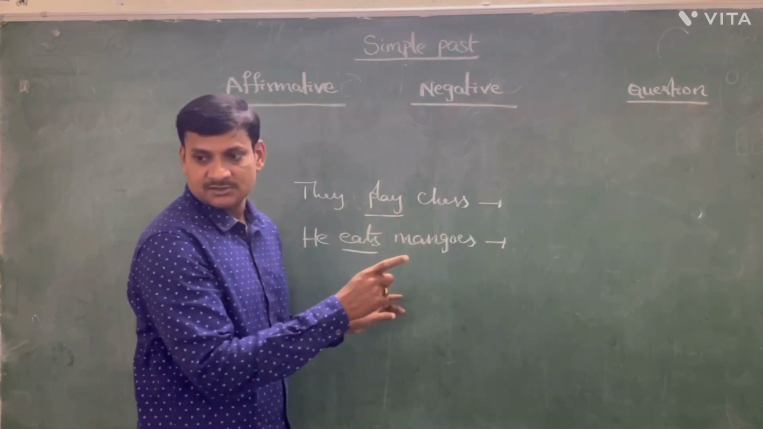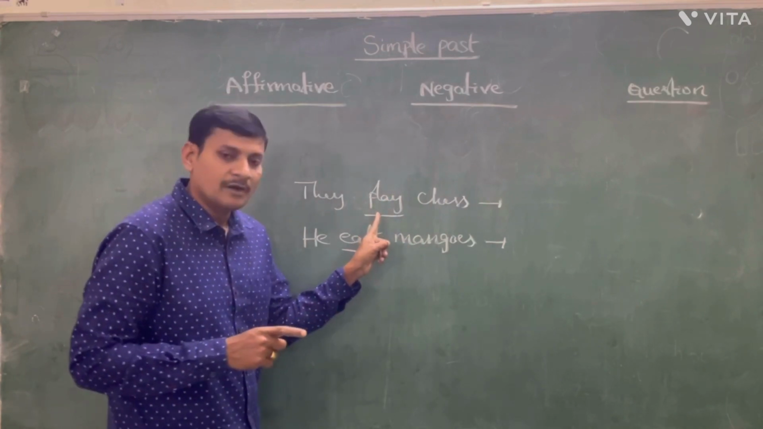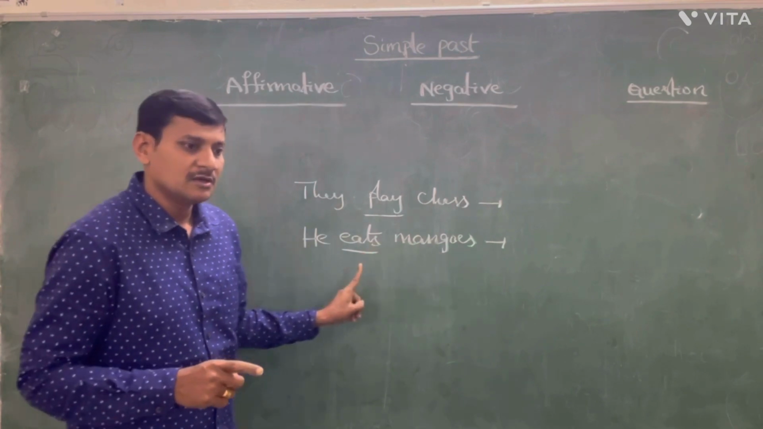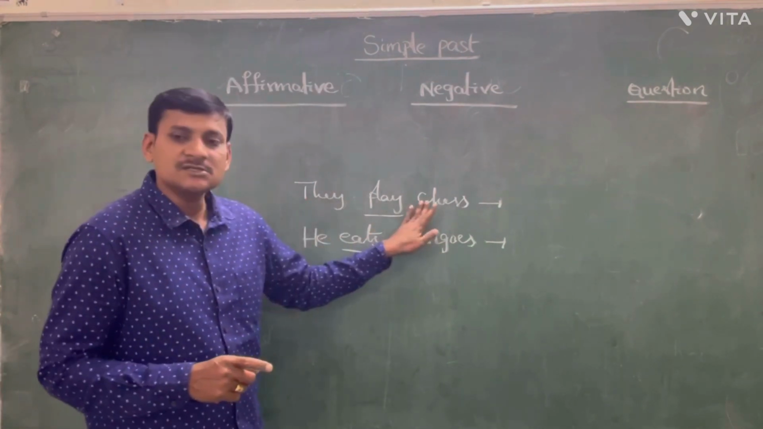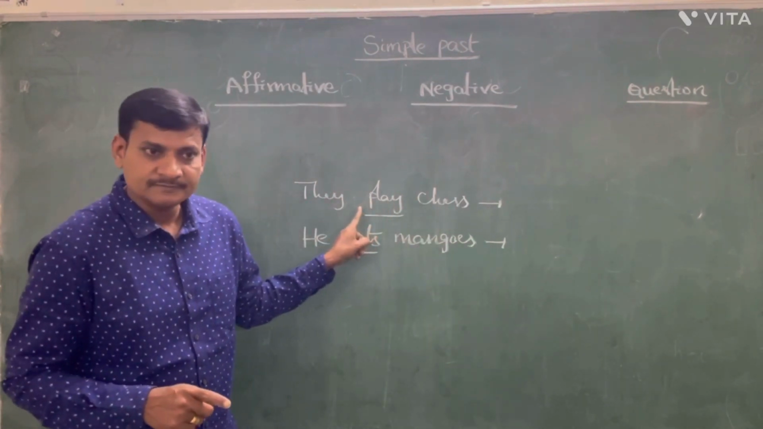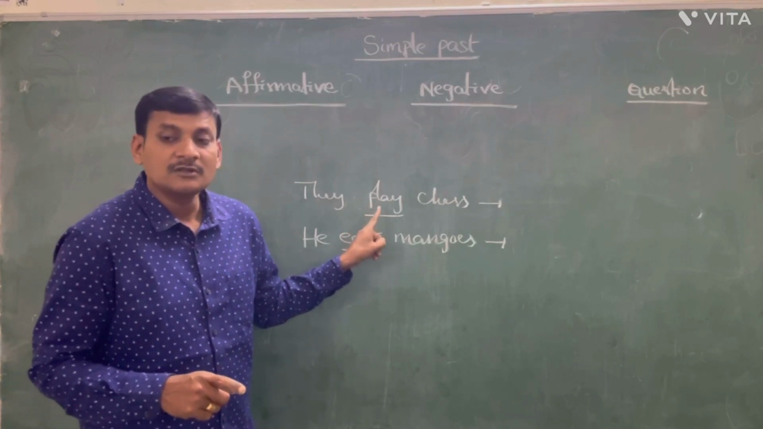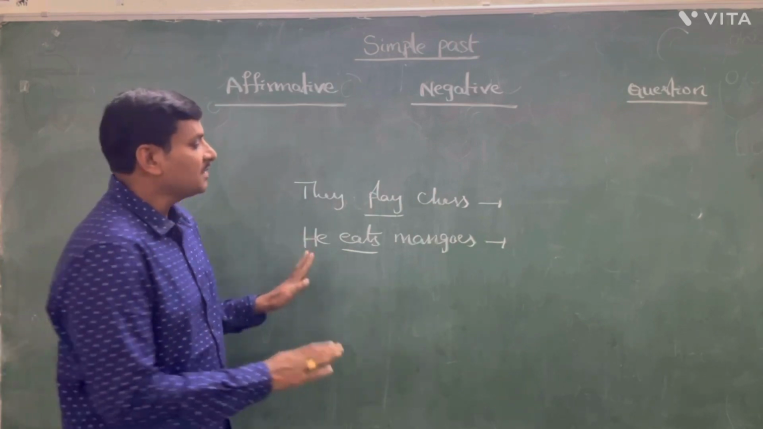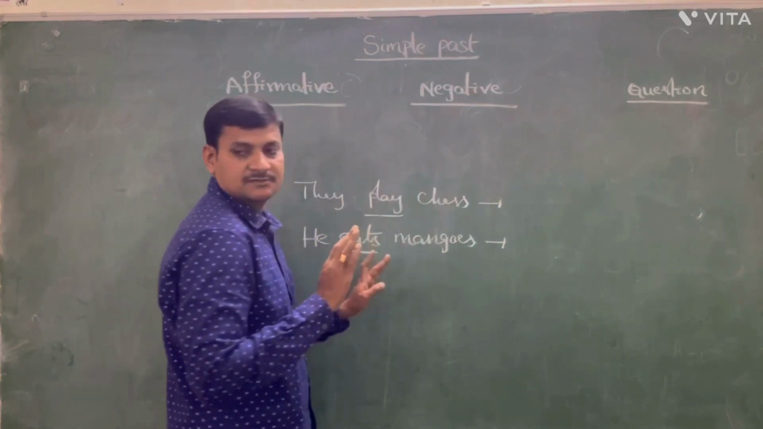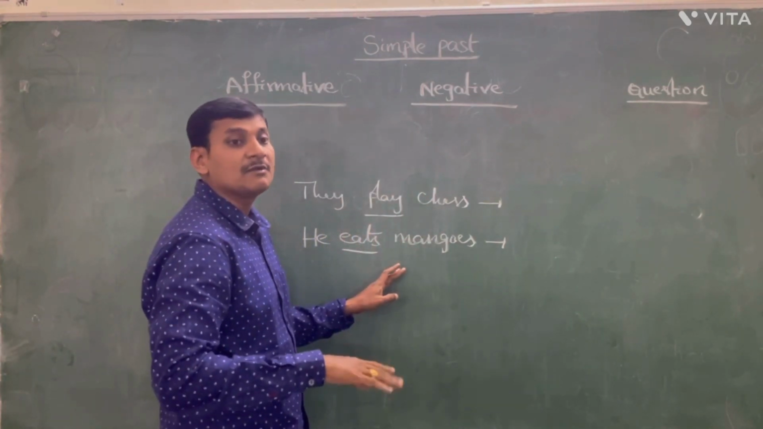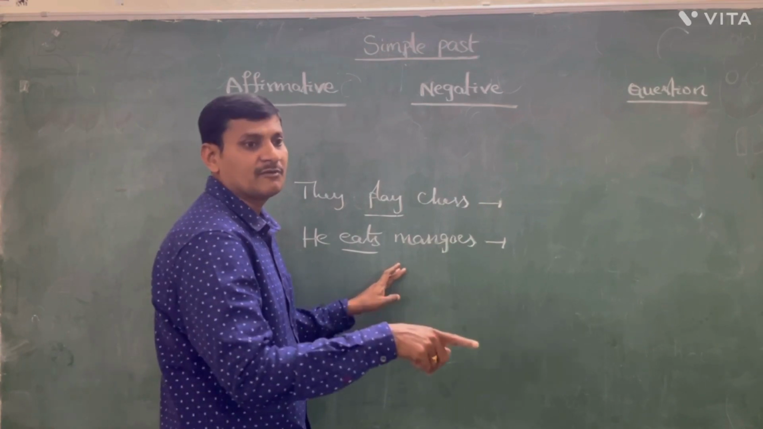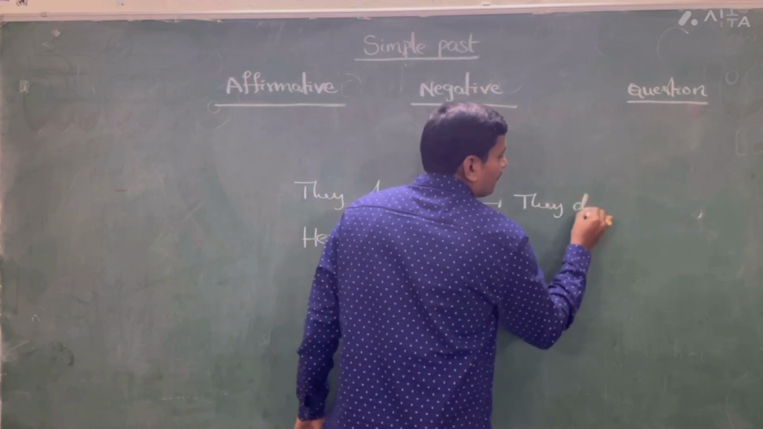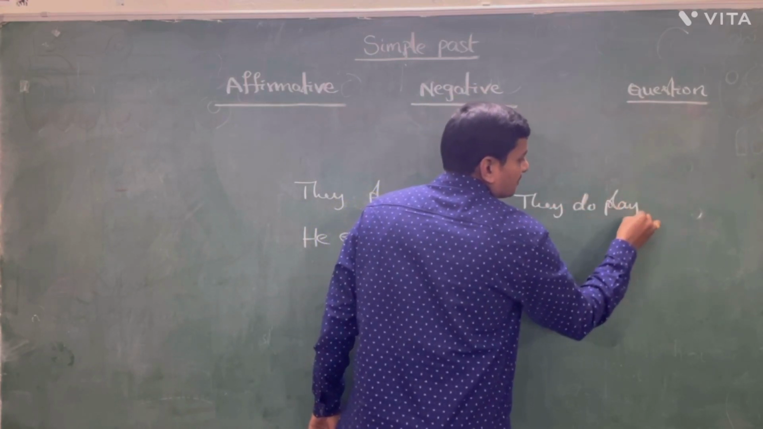They play chess. Where is the verb here? Play. He eats mangoes. Where is the verb here? Eats. In this sentence, is there any helping verb? There is no helping verb. But "they play chess", that is in simple present, can be written with a helping verb. How? They do play chess.